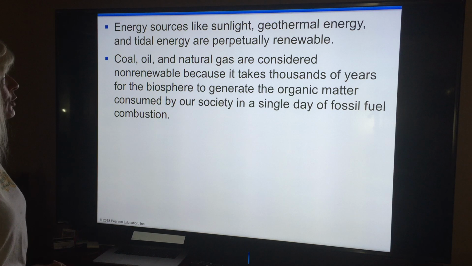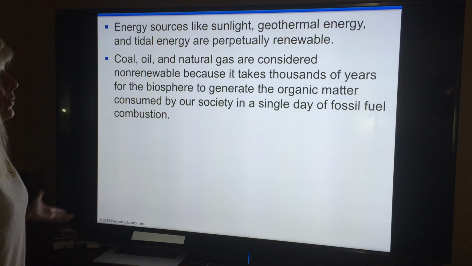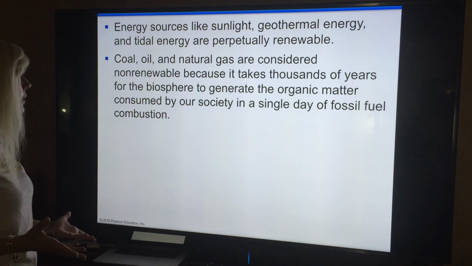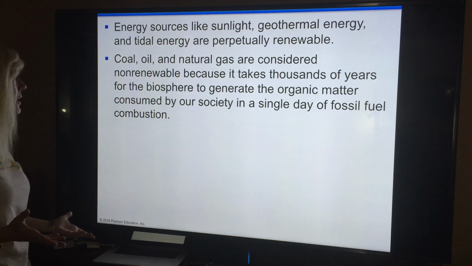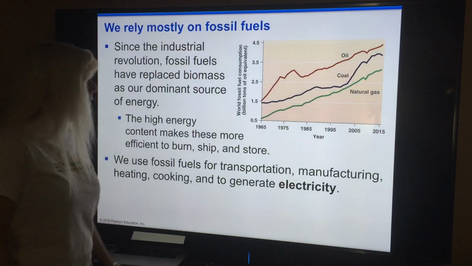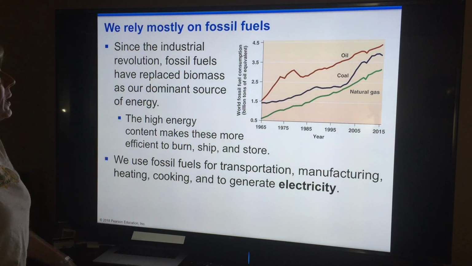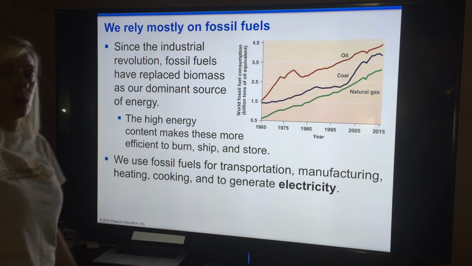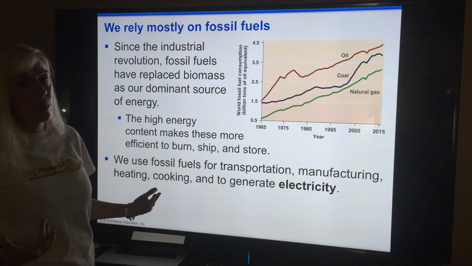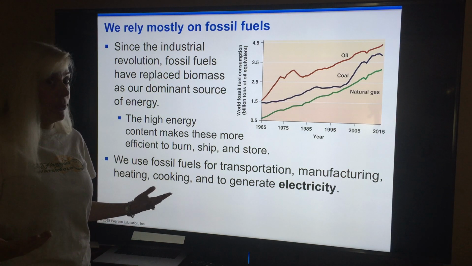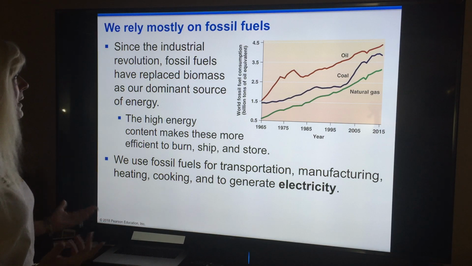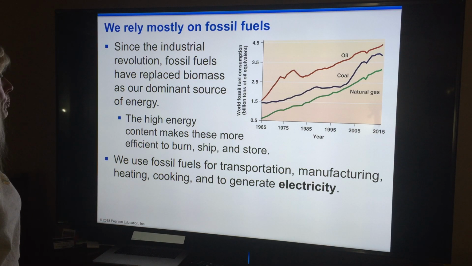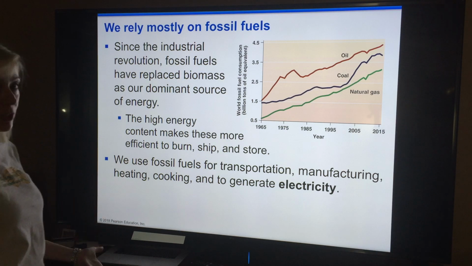Coal, oil, and natural gas are considered non-renewable because it takes thousands of years for the biosphere to generate the organic matter consumed by our society in a single day of fossil fuel combustion. So here we can see, once again, there's our graph. Yay, we rely mostly on fossil fuels since the Industrial Revolution. Once again, we can follow climate change starting with the Industrial Revolution. I don't know, there's the tie-in to the fossil fuels. Just saying. The high energy content makes these more efficient to burn, ship, and store. We use fossil fuel for transportation, manufacturing, heating, cooking, and to generate electricity.